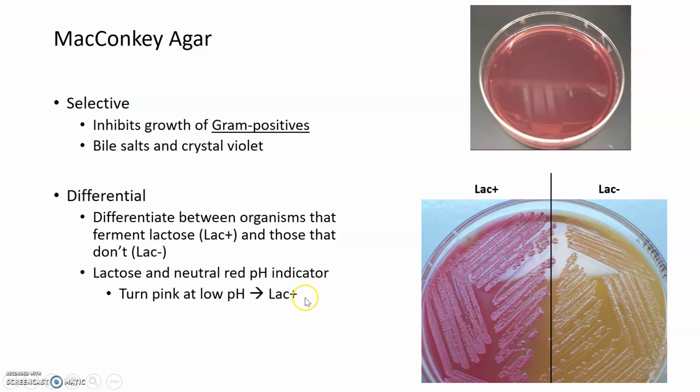When lactose is being fermented, the pH of the media is turning low, and so a lac-positive organism on MacConkey will have this red color, whereas a lac-negative is unable to ferment lactose. The pH of the media will go up, and increased pH in neutral red will show up as yellow media. So you can see a lac-positive on the left, lac-negative on the right, lac-positive being pink on MacConkey's and lac-negative being yellow. And just a reminder that all of the organisms that grow on MacConkey's will be gram-negative because it's selective against gram-positives.